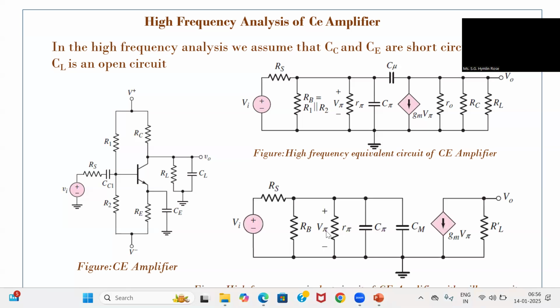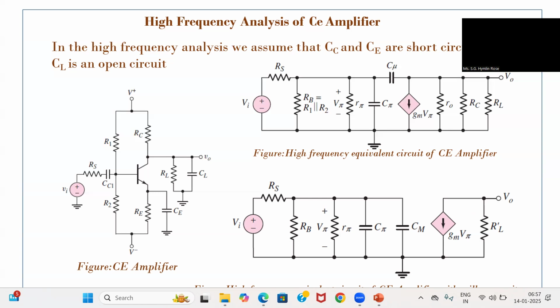Now, in this circuit, it is reduced with the Miller capacitance effect. This is the C mu into gm V pi. In this part, the Miller capacitance is introduced, so it is taken as CM in the next diagram. And what is this RL dash? RL dash is nothing but R naught parallel RC parallel RL. So that is combined on the output side, and on the input side you are not going to change anything. So this is the simplified diagram with the Miller capacitance effect in the high frequency analysis of a CE amplifier.